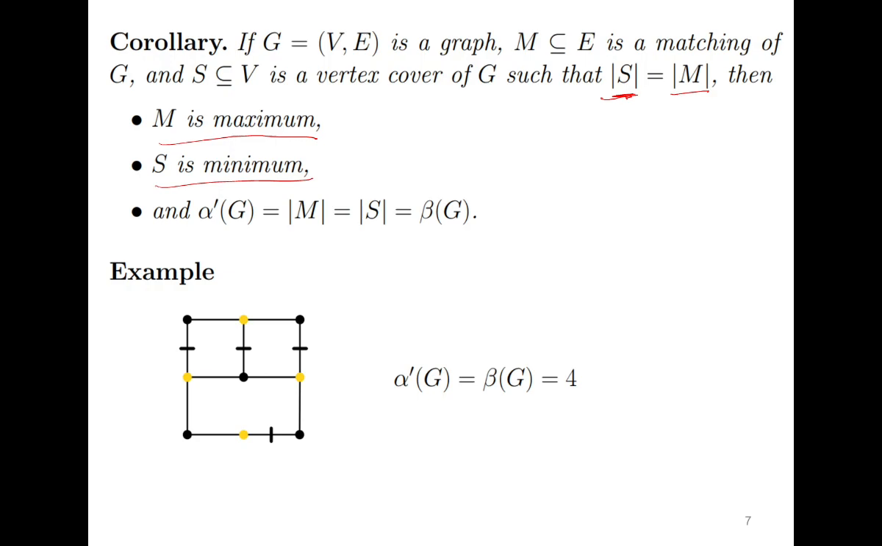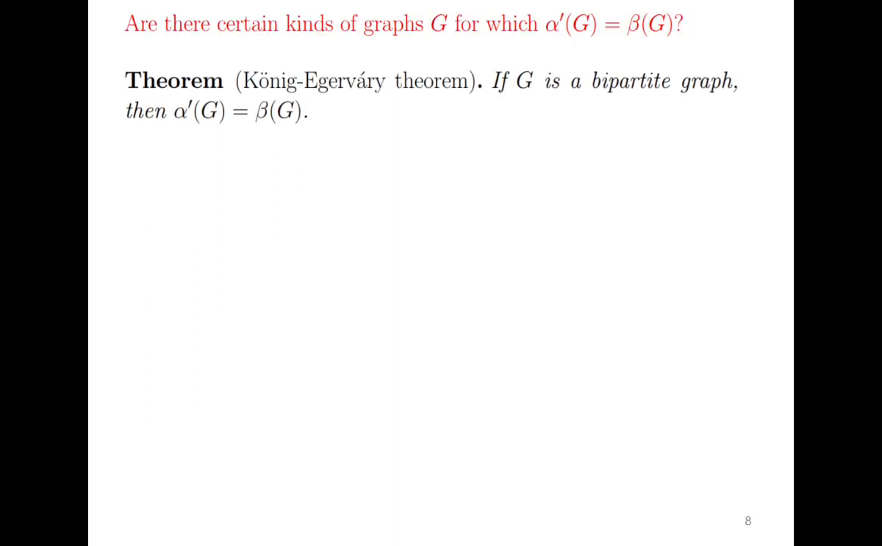If you see this graph, then it has no odd cycle. So you can observe that for all the bipartite graphs, even for the trees, for the path graph, or any graph with no odd cycle, alpha dash G is equal to beta G, which means that we can say that if G is a bipartite graph, then alpha dash G is equal to beta G.